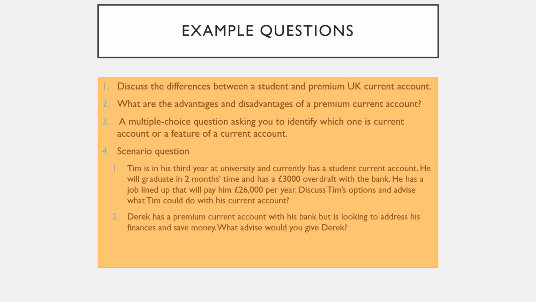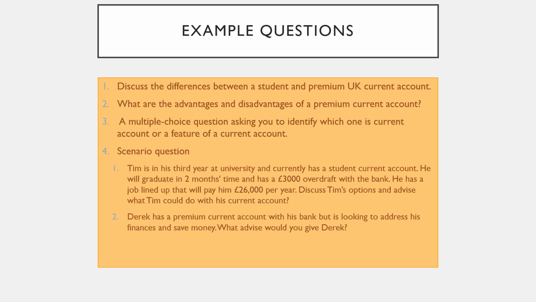But the scenario question number 1. Tim is in his 3rd year at university and currently has a student current account. He will graduate in 2 months' time and has a £3,000 overdraft with the bank. He has a job lined up that will pay him £26,000 per year. Discuss Tim's options and advise what Tim could do with his current account.